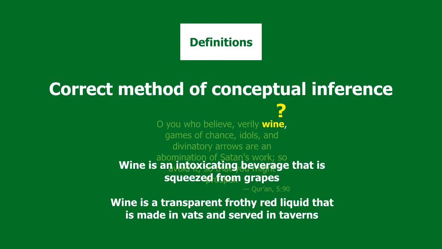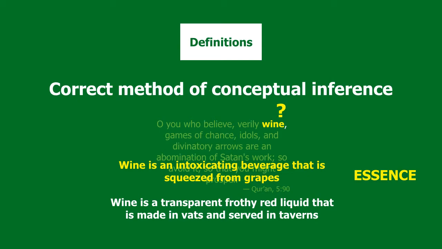Well, let's start off by defining a term, the definiendum. What is a definiendum? The definiendum is the term that is being defined. So wine is our definiendum, and everything else in each of these statements is our definition. The difference between these two definitions is that the first one captures the essence of wine.